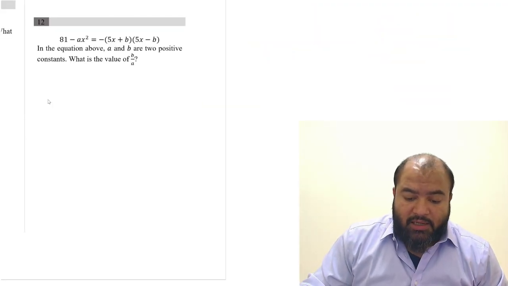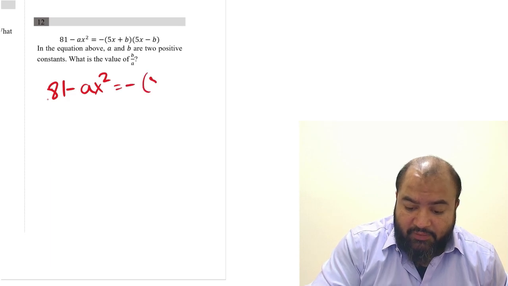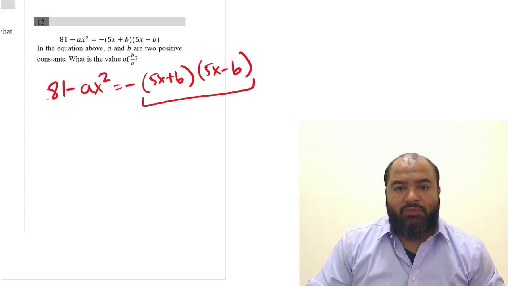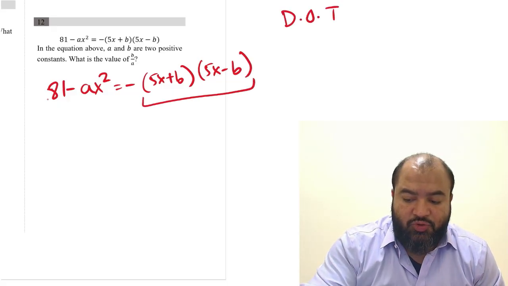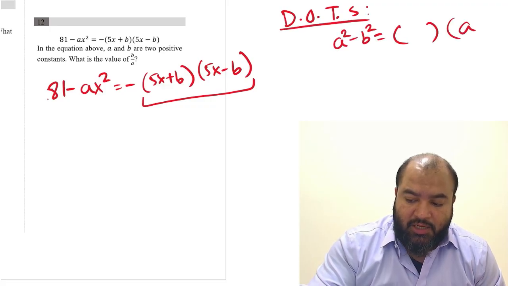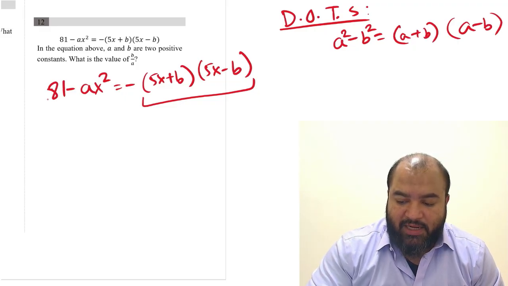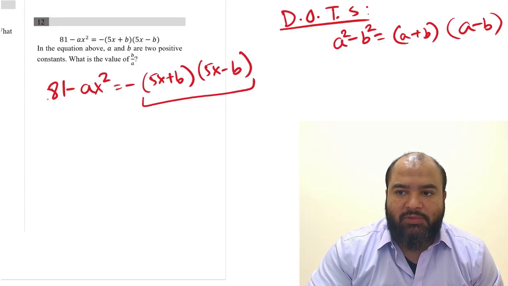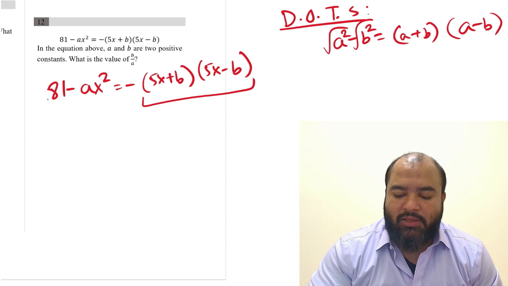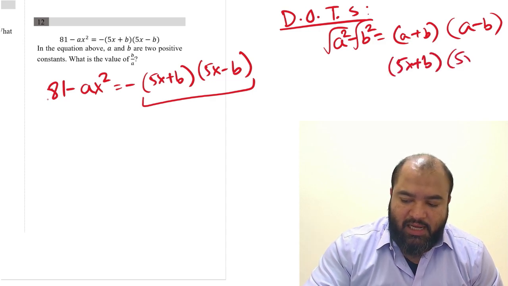Question 12. It says 81 minus ax squared equal to negative 5x plus b, 5x minus b. Well, what does this remind you of? Difference of two squares. For example, a squared minus b squared is a plus b times a minus b. The reason is the d is the difference, so you have a minus in the middle. And two squares. Squares means you can square root them. I can square root a squared, that's a. I can square root b squared, that's b. So same thing. So I have here 5x plus b times 5x minus b.